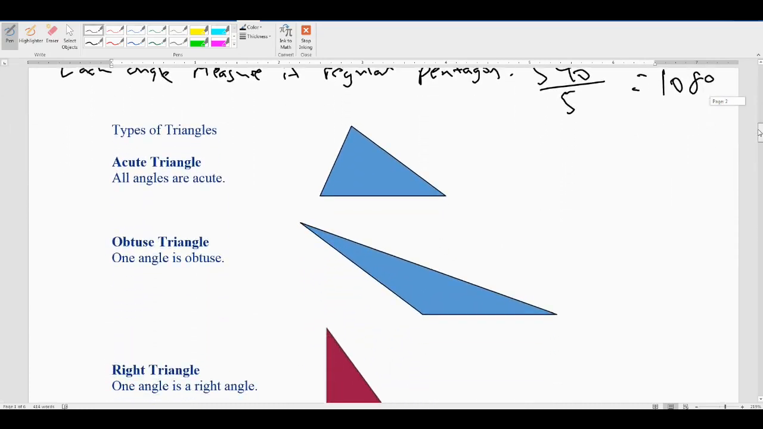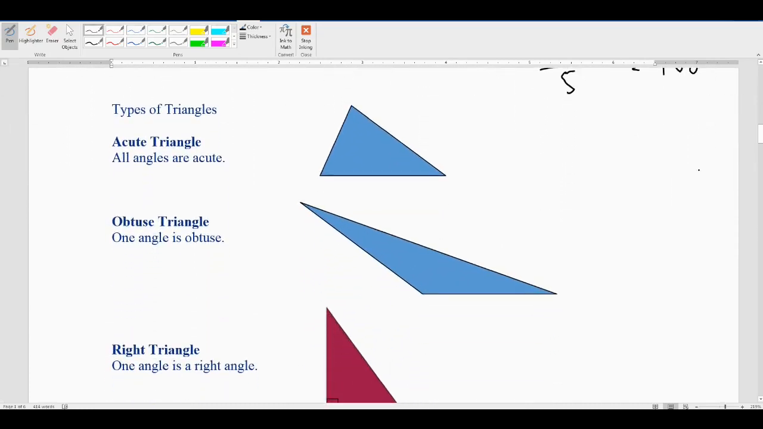Now the types of triangles, since we use triangles quite a bit, there's several types. One type is acute, that's where all the angles are acute. What acute means, easiest way to think of it, is less than 90 degrees. Obtuse, well, you already got the word obtuse there, greater than 90 degrees.